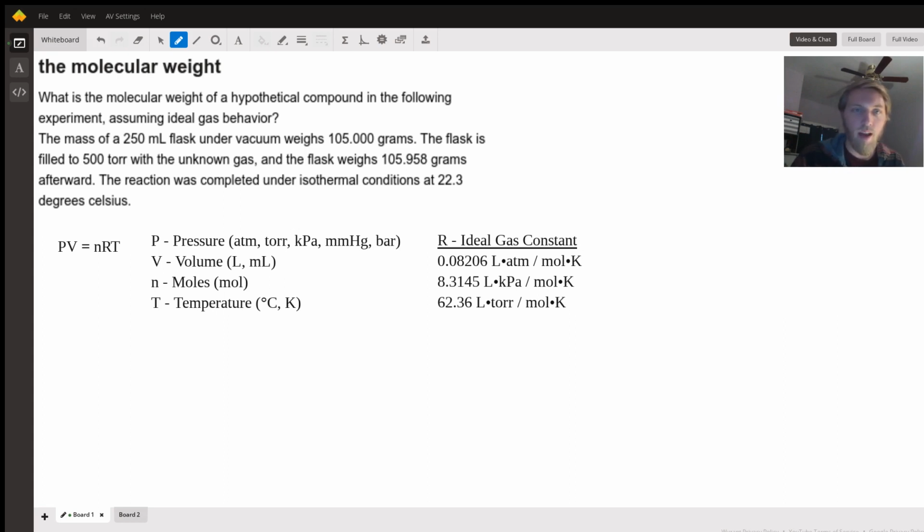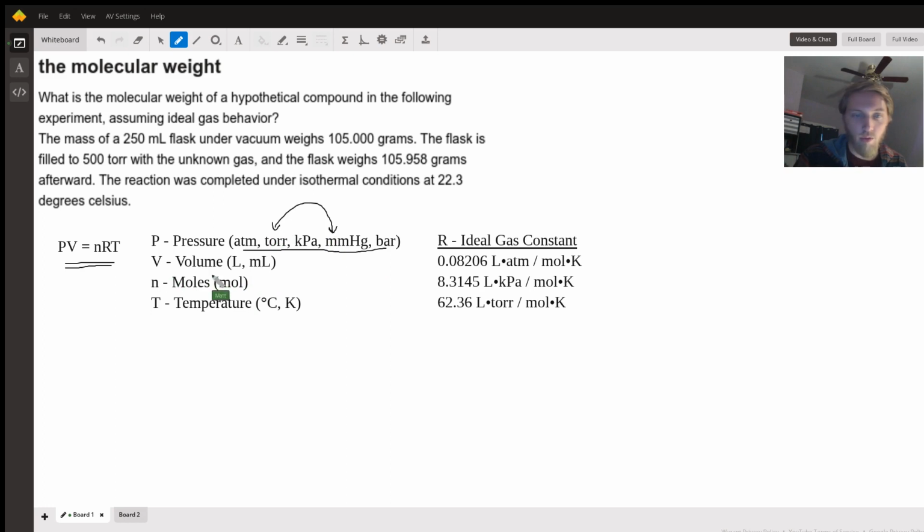You can see down here, I've got the ideal gas law. And I'm going to run through this real quick just in case. The ideal gas law says PV equals nRT, or pressure times volume is equal to moles times temperature times the ideal gas constant. Now, pressure and volume can be given in these units here, atmospheres or torr or kilopascals or millimeters of mercury. It's important to note that torr and millimeters of mercury are the same.